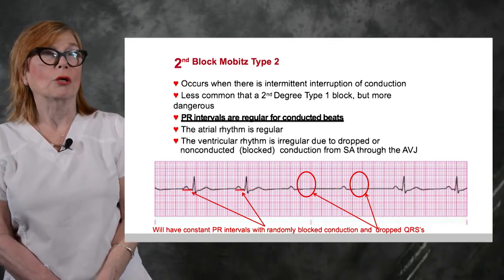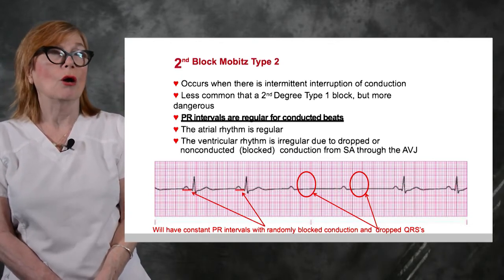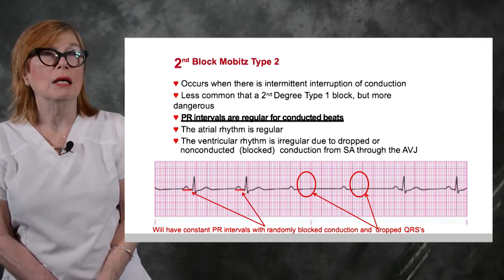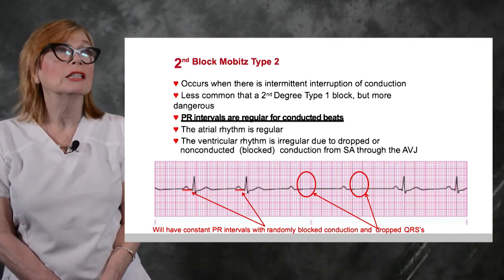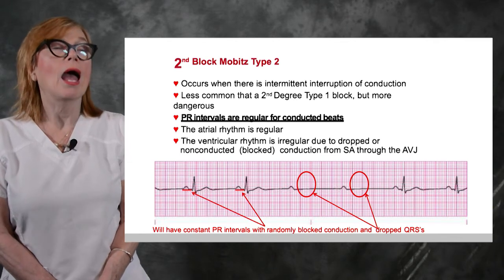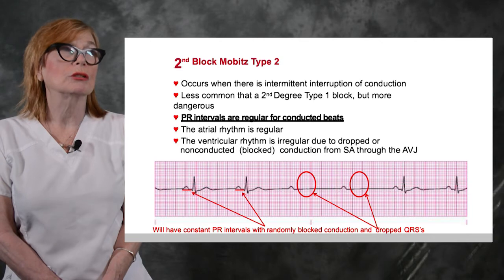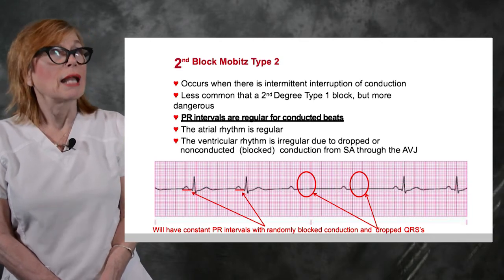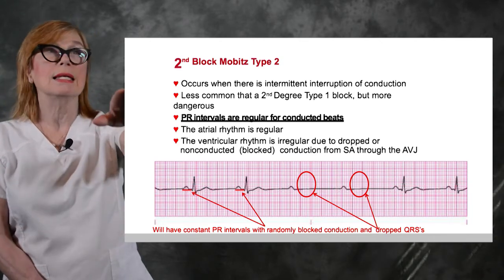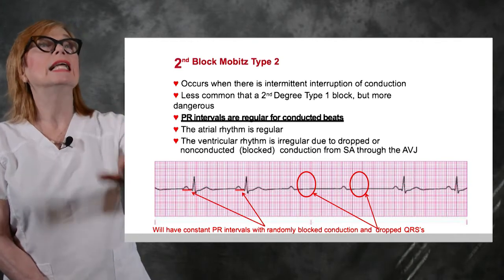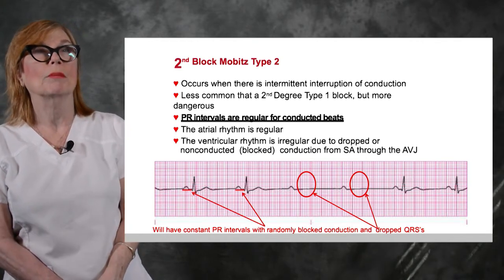Third P, no QRS. Fourth P, no QRS. Fifth P, QRS. PR interval is constant, and not every beat is conducted. Not every atrial depolarization is conducted. Now that's very concerning. For me, this is concerning because this is a prodrome for complete heart block when it appears in this way.